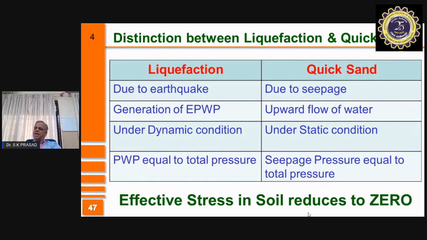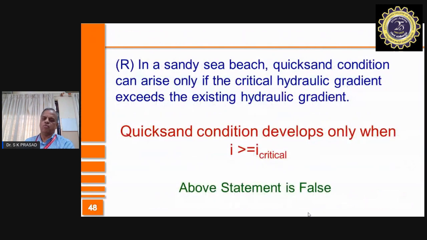So liquefaction happens because of earthquake, therefore dynamic loading, dynamic condition. Whereas quicksand condition does not require any dynamic force. It is simply the static state. So in liquefaction, pore water pressure will be equal to total pressure, whereas in case of quicksand, seepage pressure will be equal to total pressure. But in both cases, effective stress in the soil will reduce to zero.